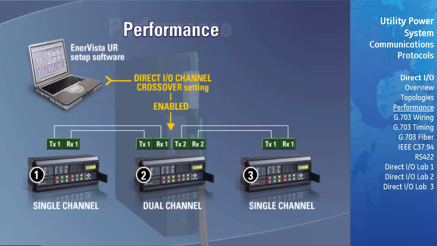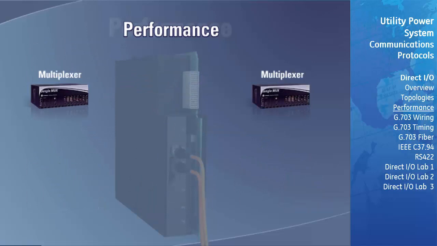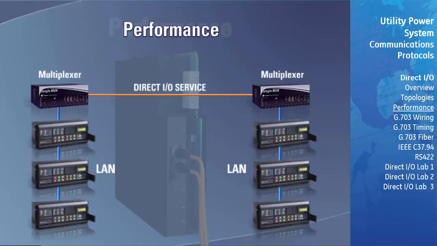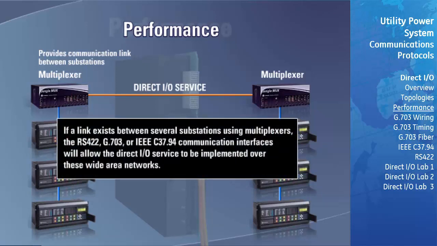Until now, we've looked at the direct I/O service between universal relays that are directly connected together. A direct I/O service can also be provided between several LANs using multiplexers. A multiplexer is a device that is commonly used to set up a communication link between substations. If a link exists between several substations using multiplexers, the RS-422, G.703, or IEEE C37.94 communication interface will allow the direct I/O service to be implemented over these wide area networks if the multiplexer supports these interfaces.